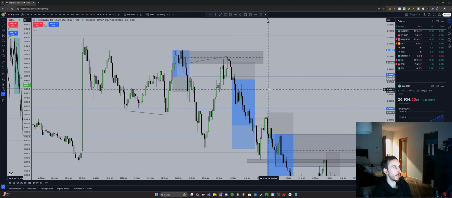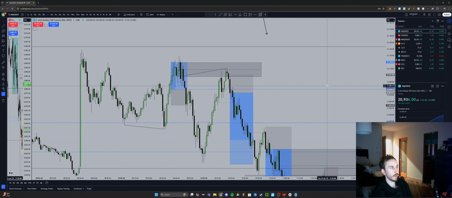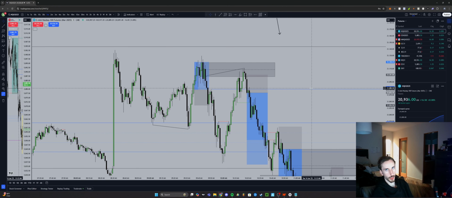Now, sometimes people ask me, how do I know whether a fair value gap that gets inversed is going to just straight up inverse it and go to the draw, or if it's going to come up and tap it? Now, you can't really know for sure, obviously, because the market just does what it does.